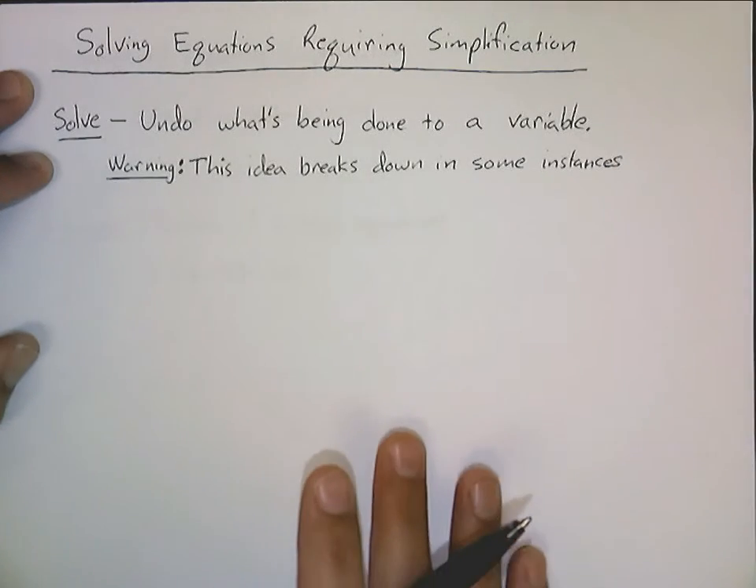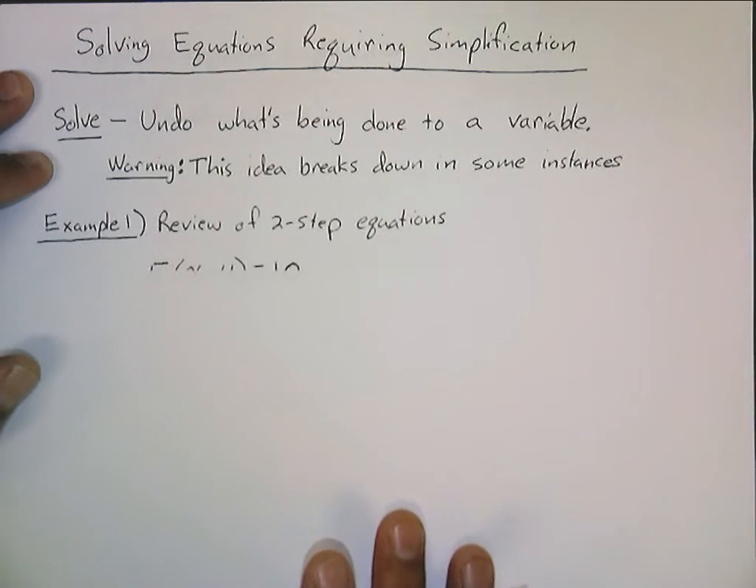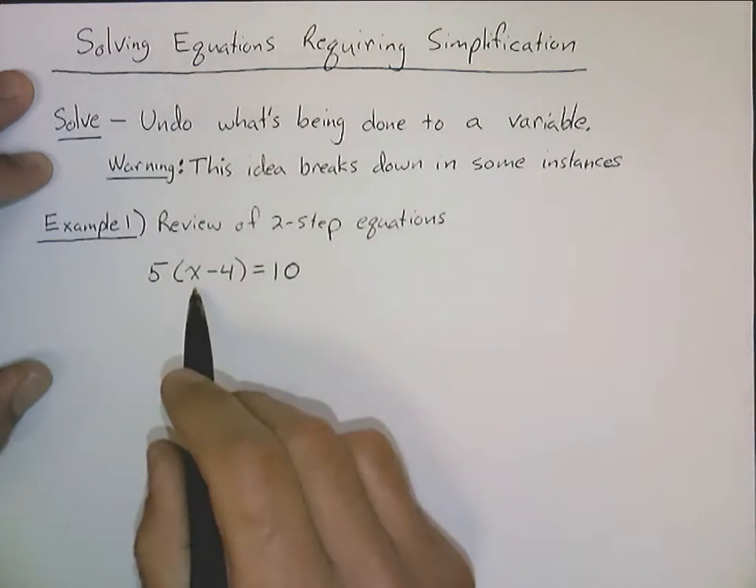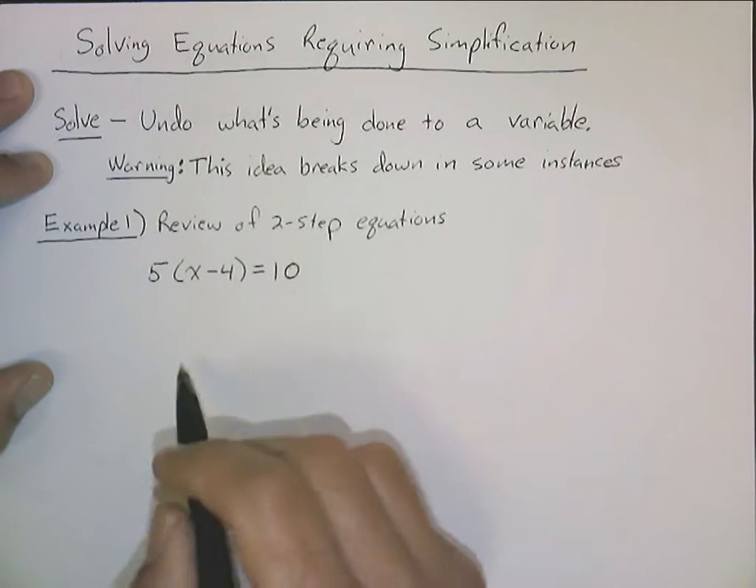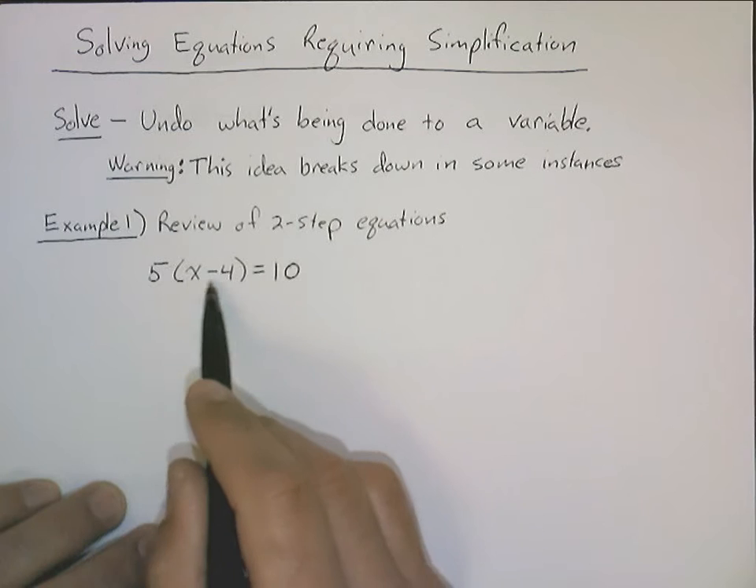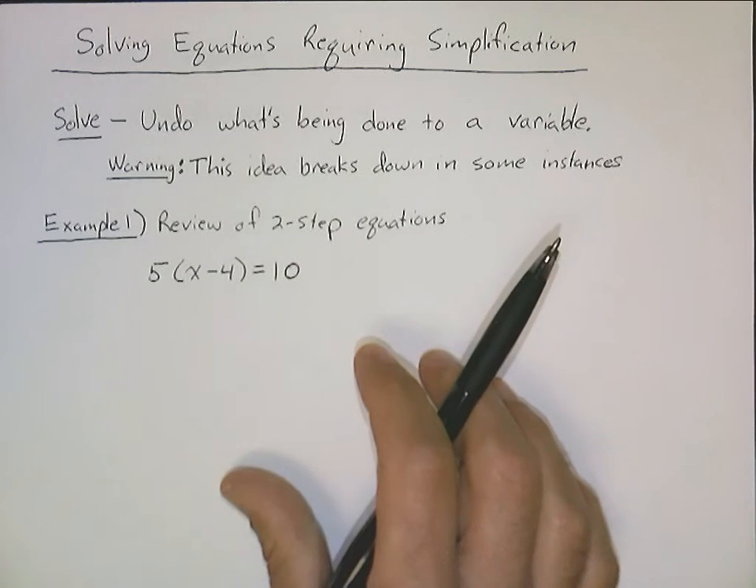And so just really quick, we're going to do a little review from what you did in 7th grade, solving two-step equations. So here's our example: 5 times the quantity of x minus 4 is equal to 10. You might be tempted to simplify this side of the equation by applying the distributive property, distributing the 5 to the x and to the negative 4, but actually you don't need to.